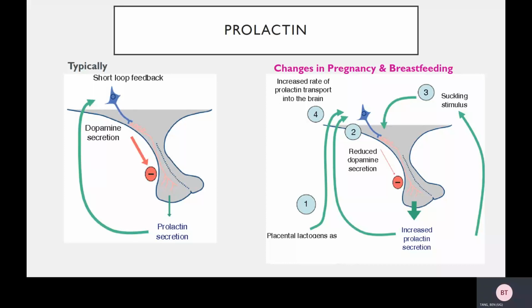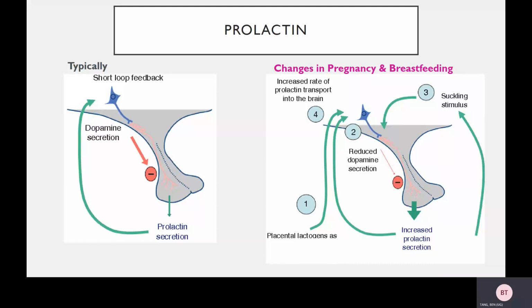But when you become pregnant or are breastfeeding, the placenta will produce lactogens, which stop this inhibitory dopamine circuit, right? So with less inhibition, there is increased prolactin secretion, which results in increased transport to the brain, and after a bunch of things, that basically results in milk production, right?